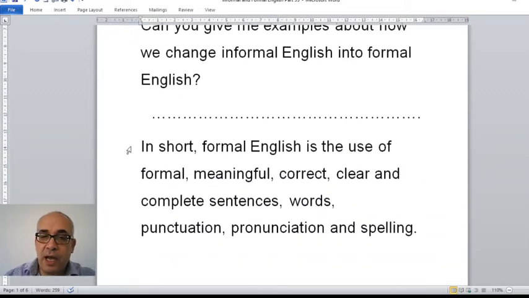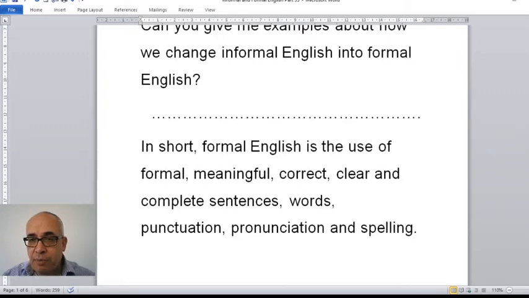This is a short and quick explanation of what formal English is. In short, in brief, formal English is the use of formal, meaningful, correct, clear, and complete sentences, words, punctuation, pronunciation, and spelling. Of course, I gave more information and explanation about the use of formal English, and also I gave my own definition of formal English in previous videos. But this is a short one to help you to remember what we mean by formal English.